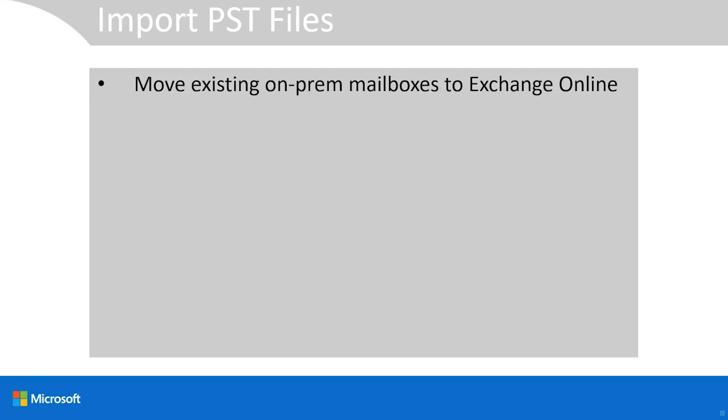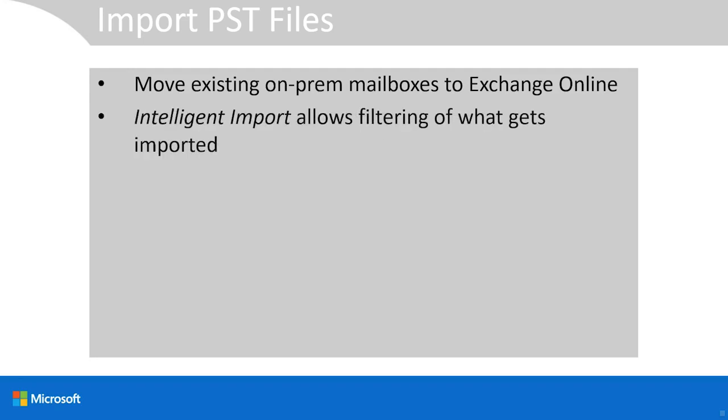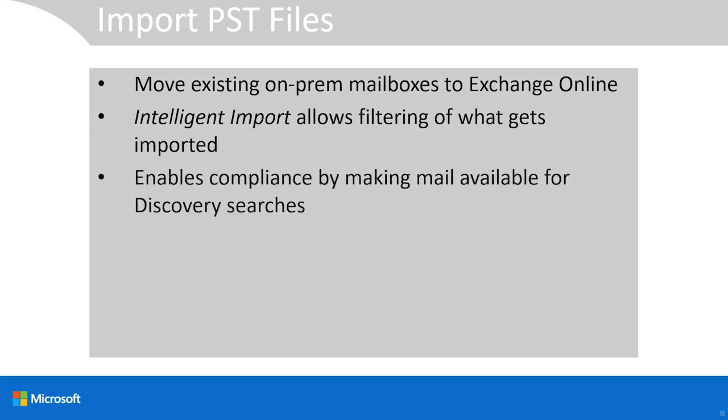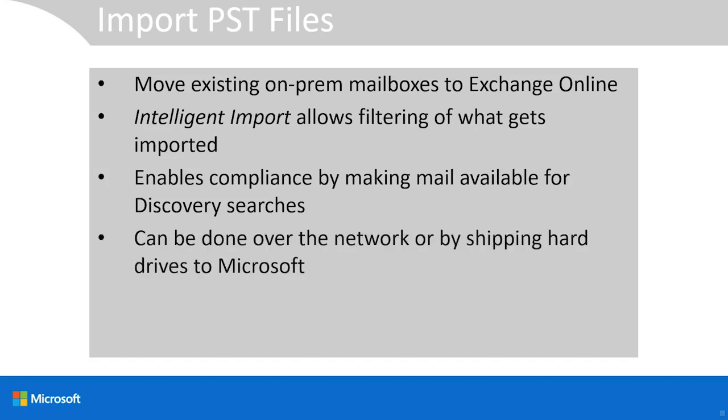One very straightforward way of getting user mail data into Exchange Online is to import the PST files from their local workstations. This allows you to move on-prem mailboxes into Exchange Online. A feature called Intelligent Import allows you to filter what gets imported, and along with making the mail available to the users themselves, it also enables compliance by making sure that the mail is available for discovery searches in Exchange Online. You can do this over the network, or for large volumes of data, you can ship hard drives directly to Microsoft.